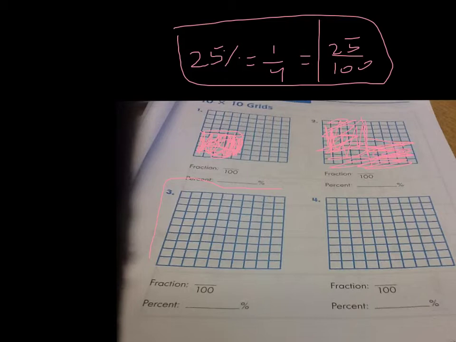Okay, so now that 75 squares are filled in, we know that since percent is the amount out of 100, and we filled in 75 squares out of 100, that is 75%, which equals 3/4, which equals 75 out of 100.